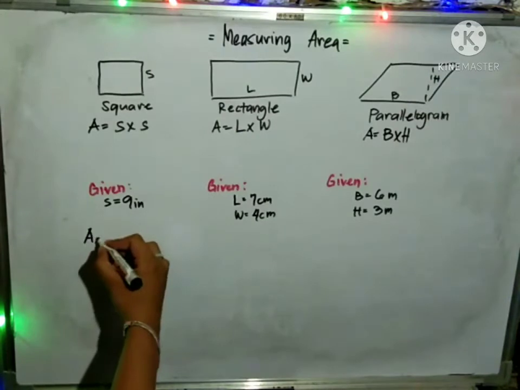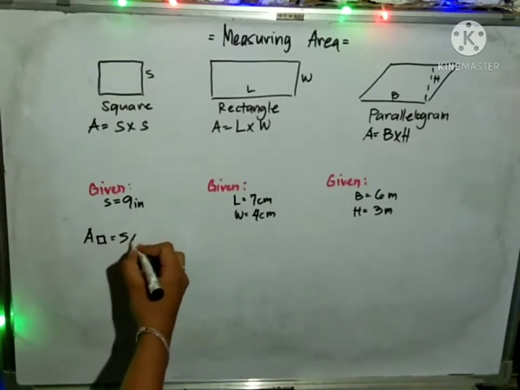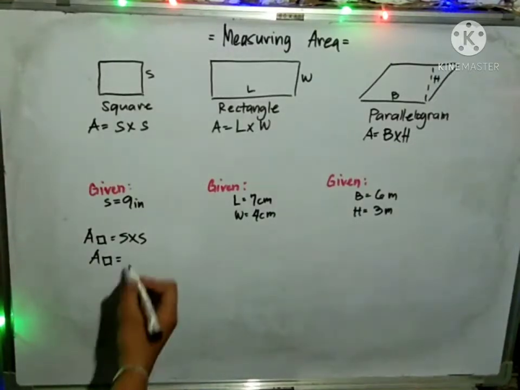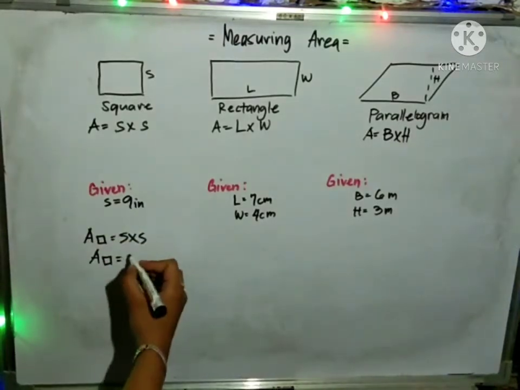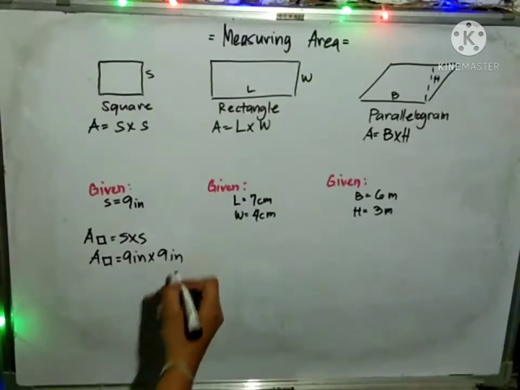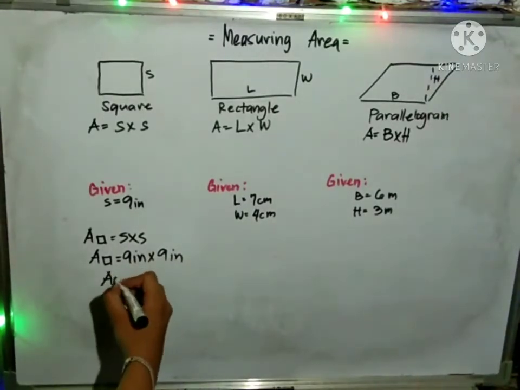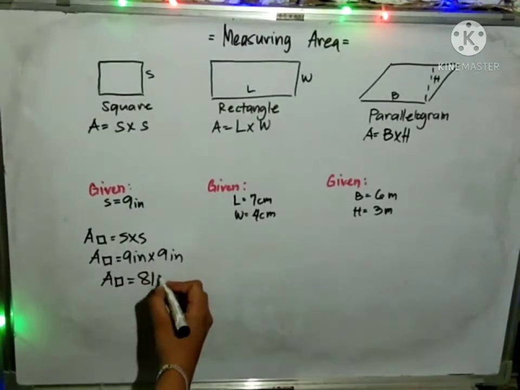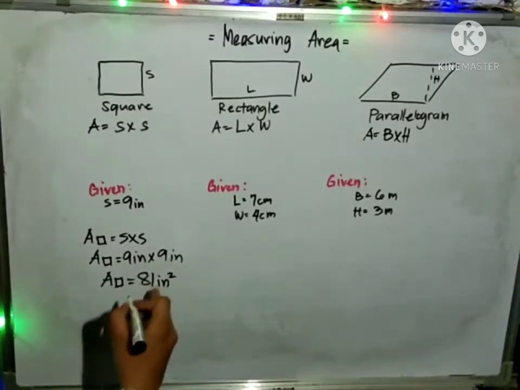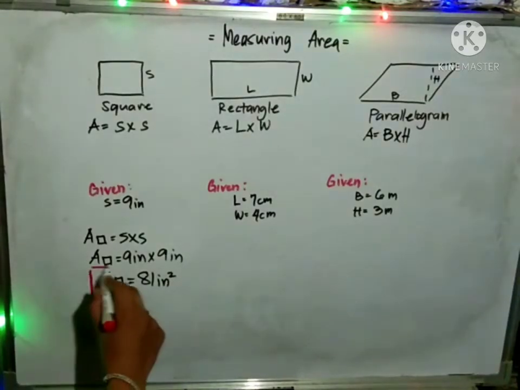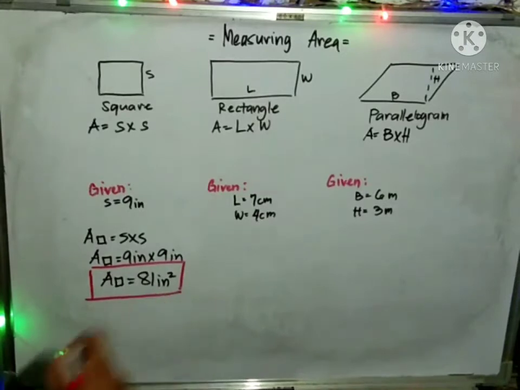The area of the square is equal to side times side. The side is 9 inches, so 9 inches times 9 inches. Area of the square is equal to 9 times 9, which is 81 square inches, because inches times inches is square inches. So given that its side measures 9 inches, the area of the square is 81 square inches.